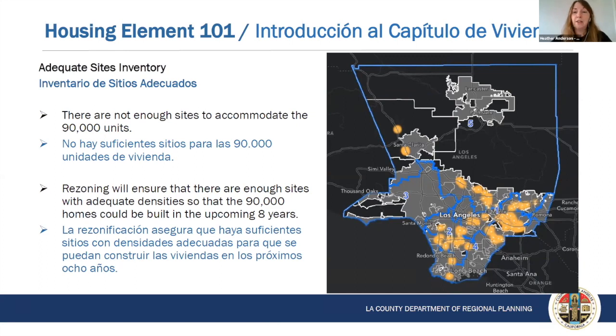So the county has completed the draft adequate sites inventory, which shows that the county does not have enough land zoned for the additional 90,000 homes. As a result, state law requires the county to include a rezoning program in its housing element. The rezoning will ensure that there are enough sites with adequate density so that the 90,000 homes could be built in the upcoming 8 years.